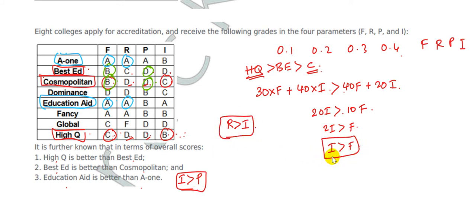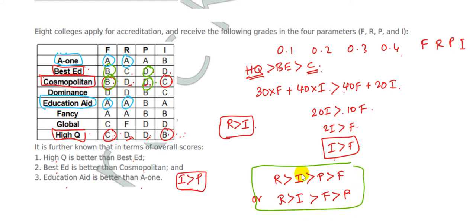So these are the three inequalities that I conclude. If I put everything together, I is greater than both P and F, and R is greater than I. So I can write R greater than I greater than P greater than F, or R greater than I greater than F greater than P. These are the only two cases that are possible. Clear? Clear up to here?